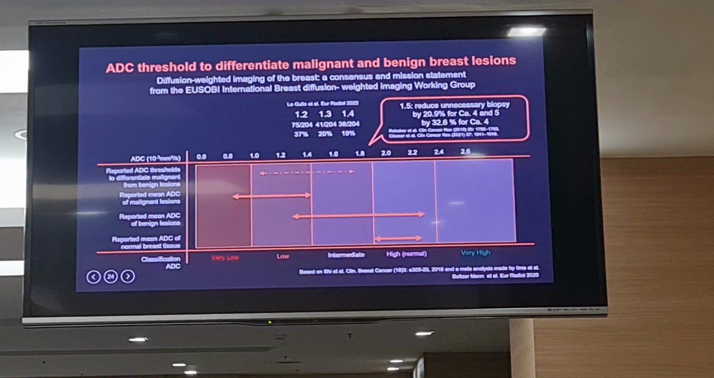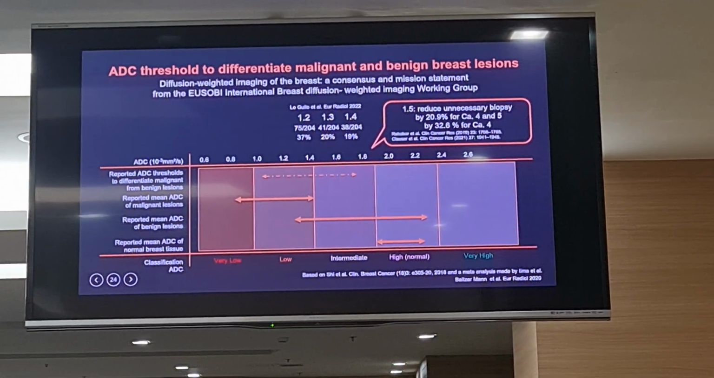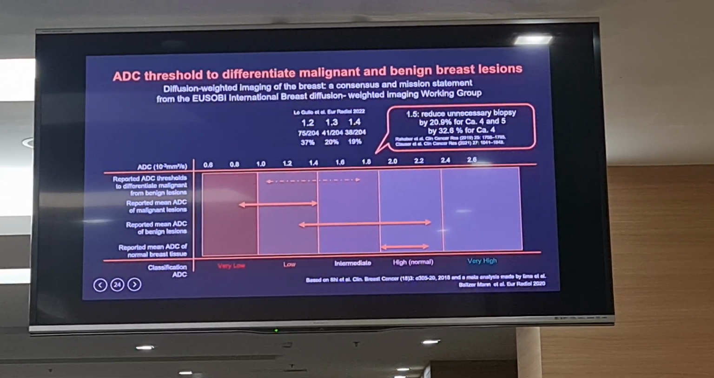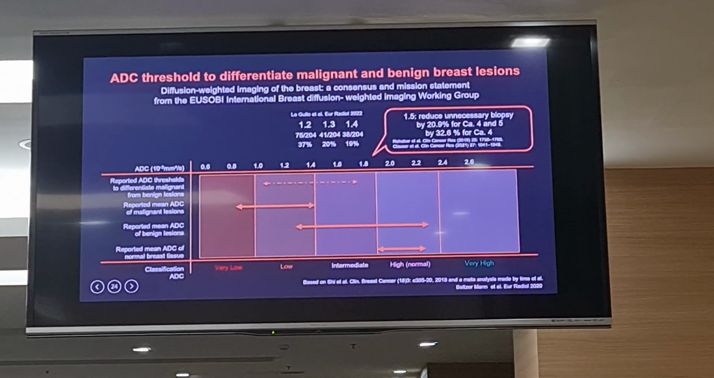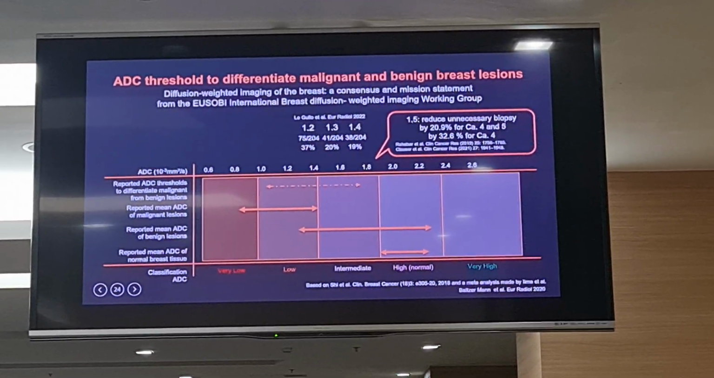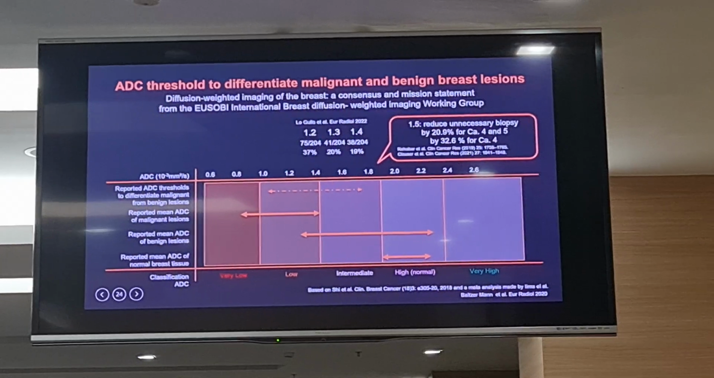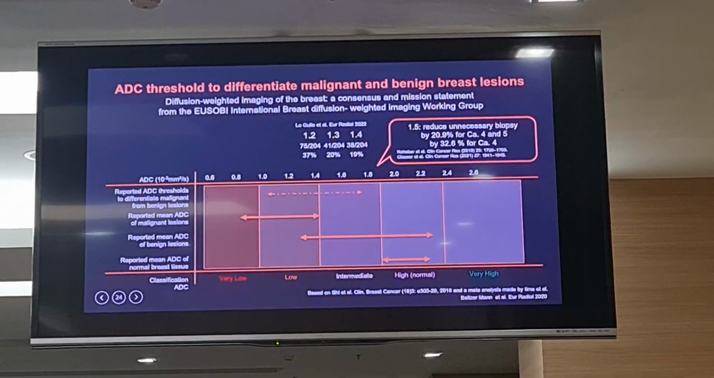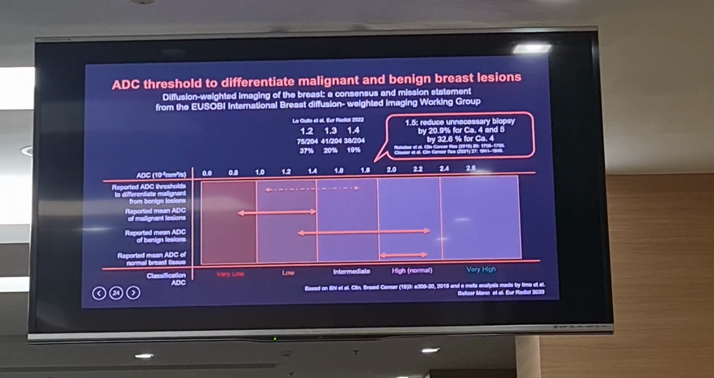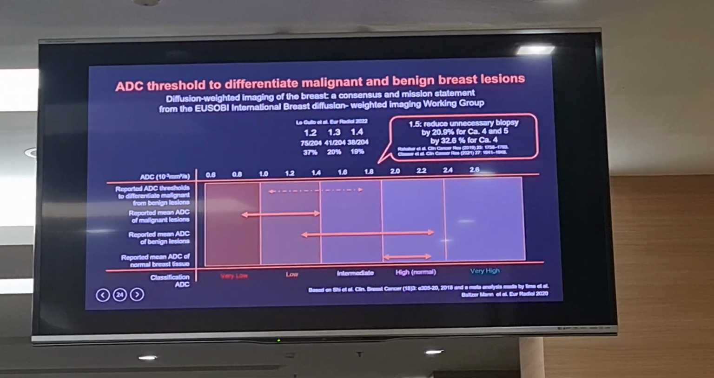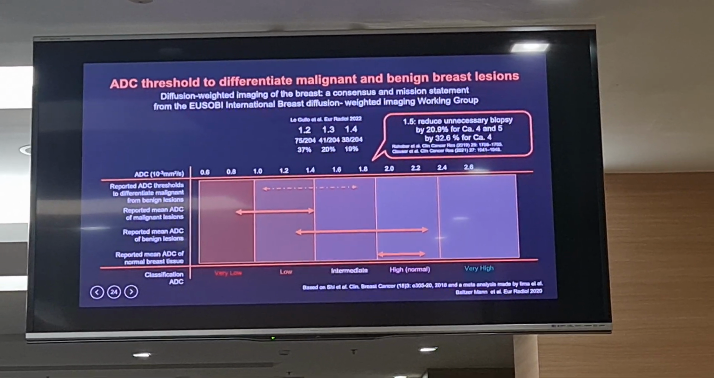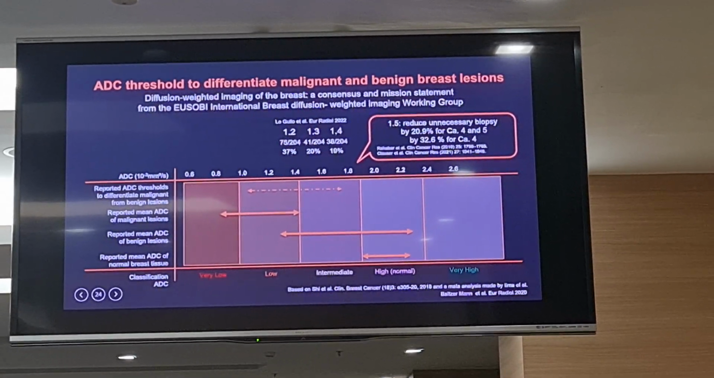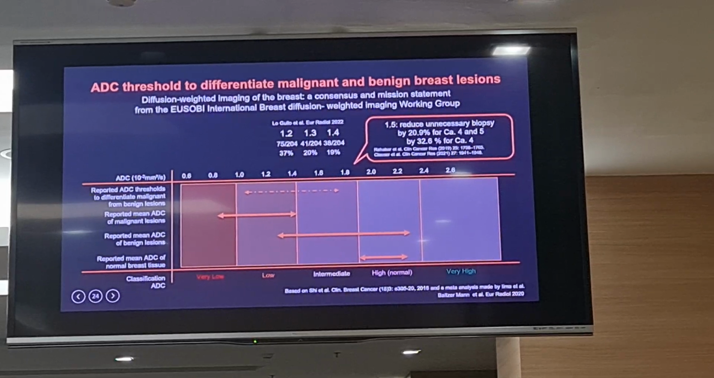So this is the reported mean ADC value for the cancers, and this is the benign lesion and normal breast tissue. So for the differentiation between cancer and the benign, we can use a threshold around 1.3, or 1.2, 1.4, something like that. This was also surveyed by the European Society of Breast Cancer Imaging, and many responded that 1.2, 1.3, 1.4 could be useful for the threshold. So regardless of the vendors, MRIs and the patients, we can use this kind of threshold to differentiate between malignant and benign.